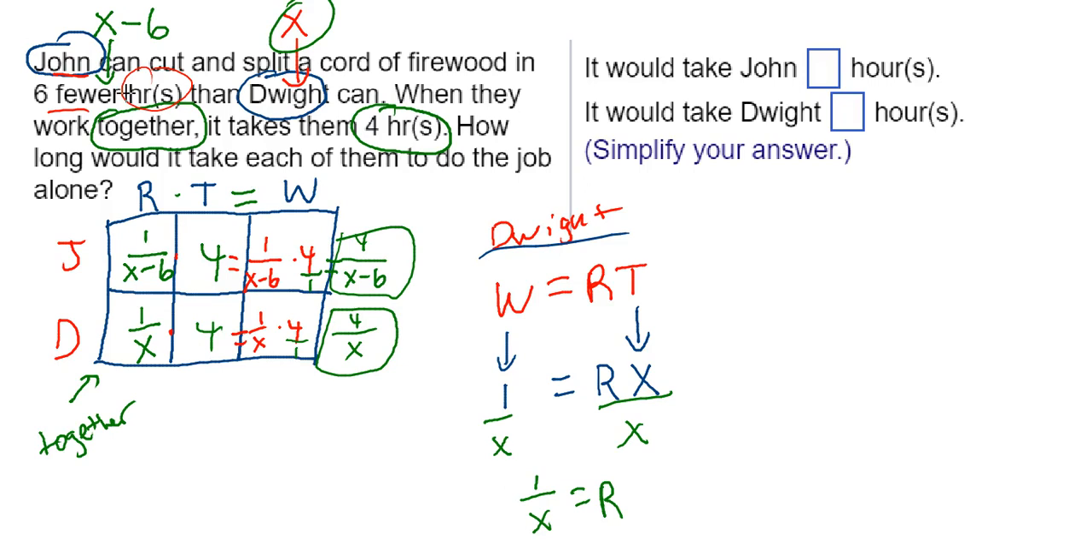What do we know about the work that they're doing together? Well, together, the work that John does combined with the work that Dwight does, they should get one job done. They should get 1 quart of firewood chopped up, right? And so we're going to take the work that John's doing, which is 4 over x minus 6, add that to the work that Dwight is doing, which is going to be 4 over x, and that should add up to 1 job being completed. And so that'll be my equation. And that's how every work problem equation gets set up. You take the work from each individual, add it together, and set it equal to 1.